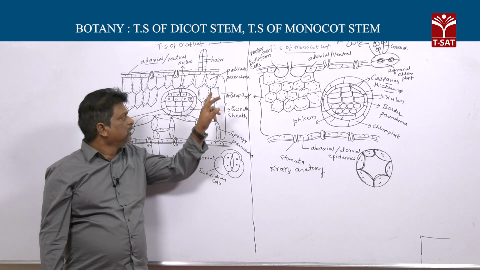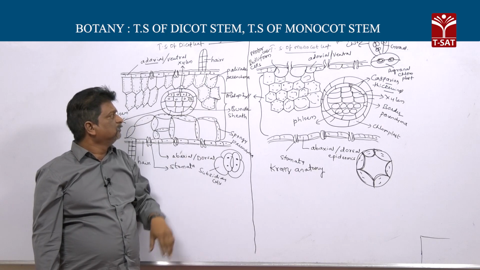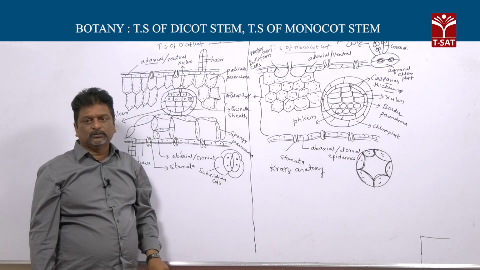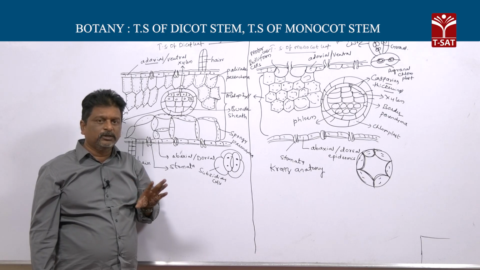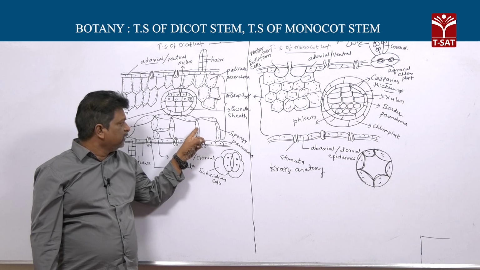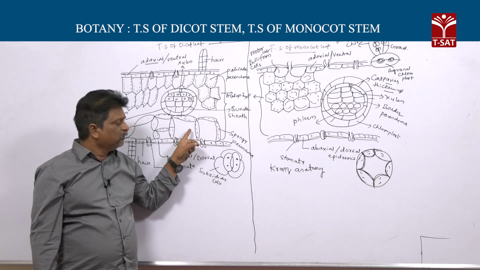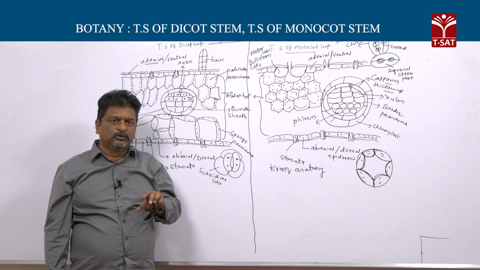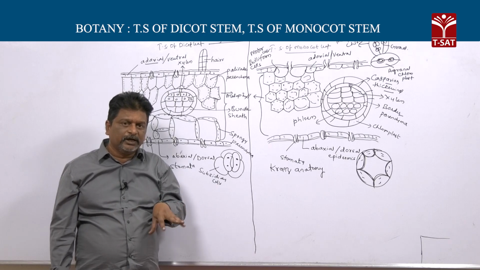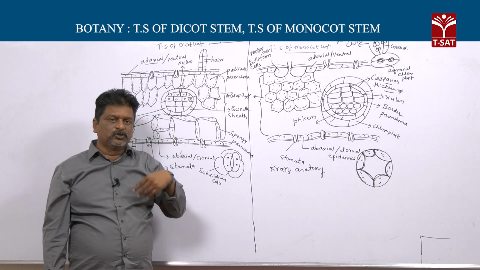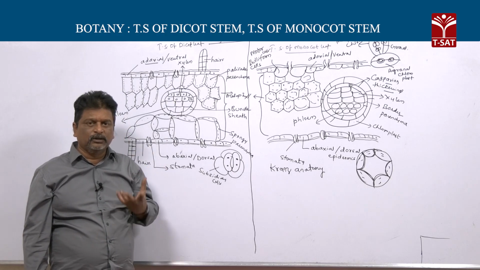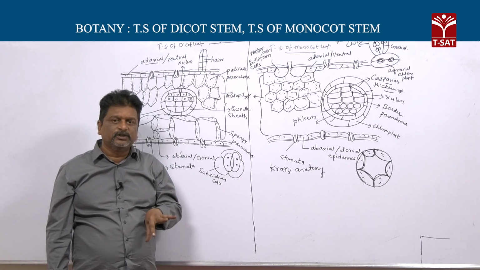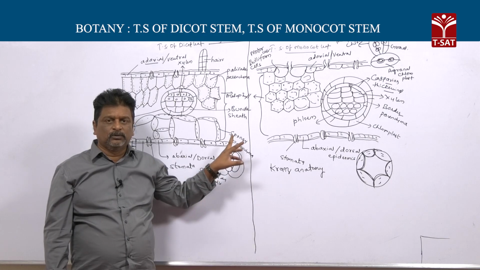The point is, this palisade is towards the upper side, adaxial, and it contains more chloroplast. So the upper side is dark green. On the lower side, there is sponge parenchyma, which contains less chloroplast, so the lower side is light green. So it shows upper dark green, lower light green. Such a leaf is called dorsiventral leaf or bifacial.